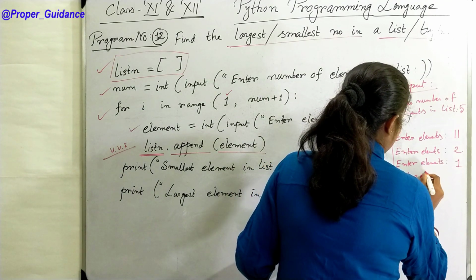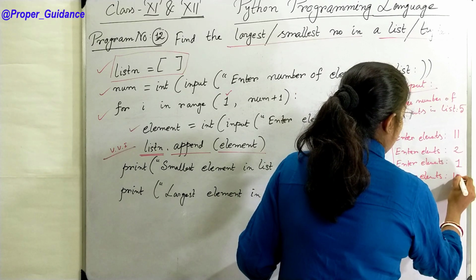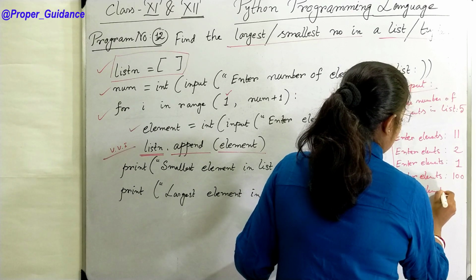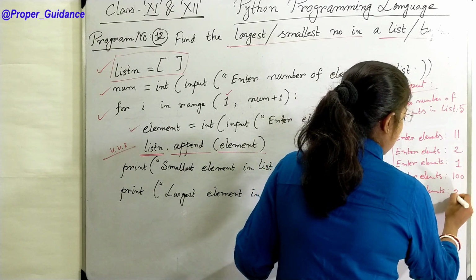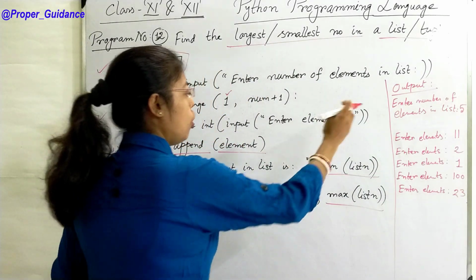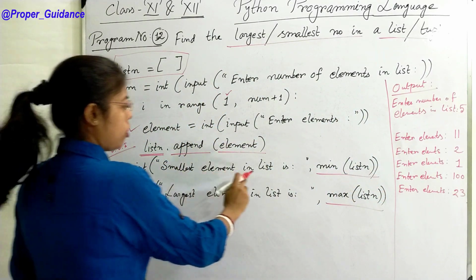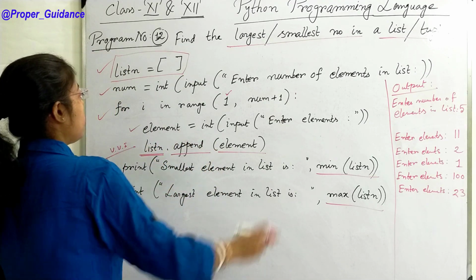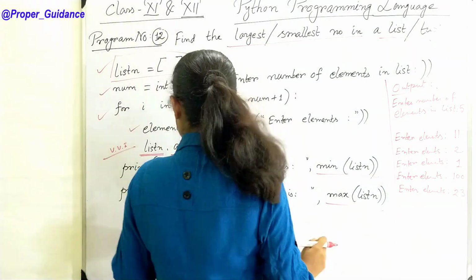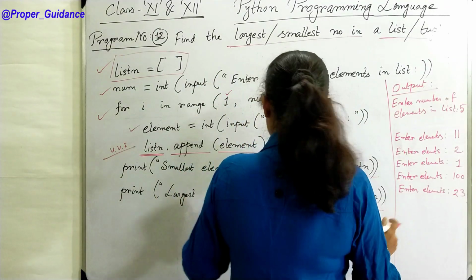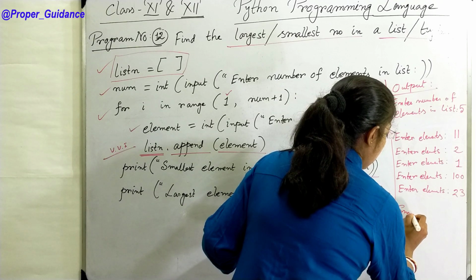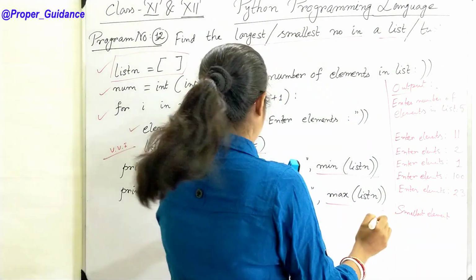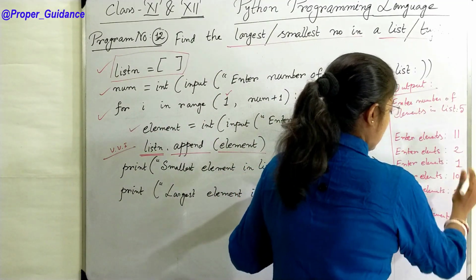So, enter elements: 100. Enter elements: 23, suppose. So 5 statements will be there and it will show you. And after that, this is appended where? In the list. After that, it will display what? Smallest element. Smallest element is what? 1.